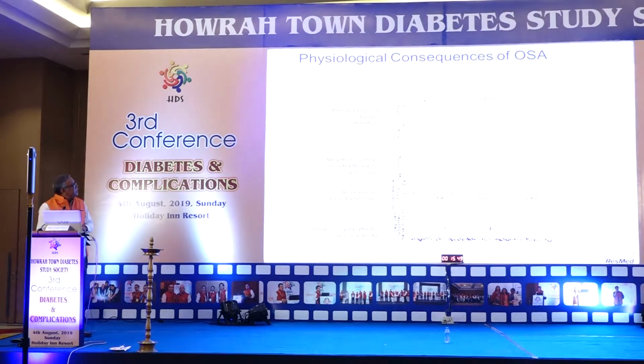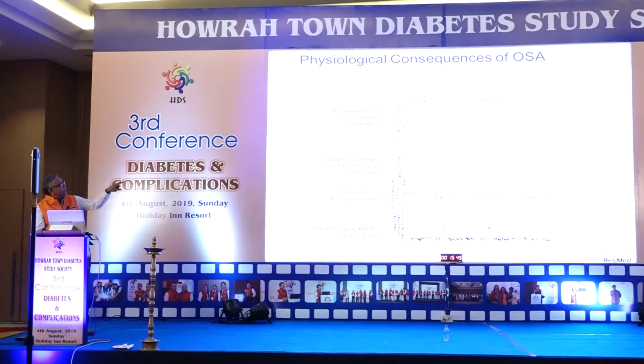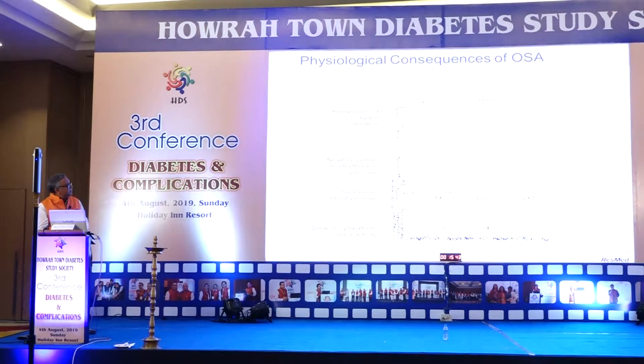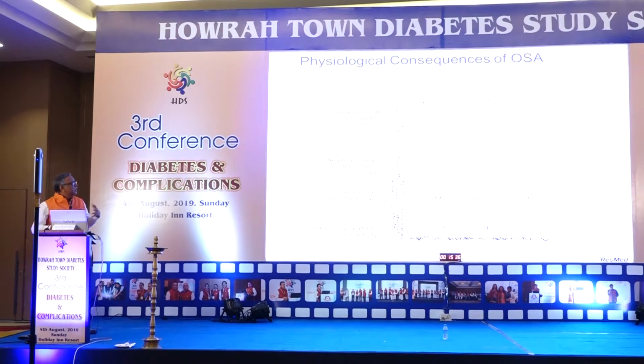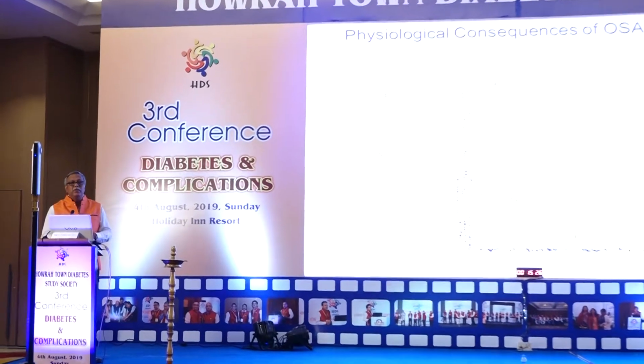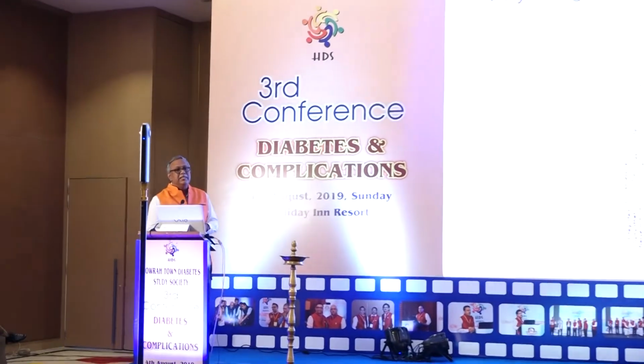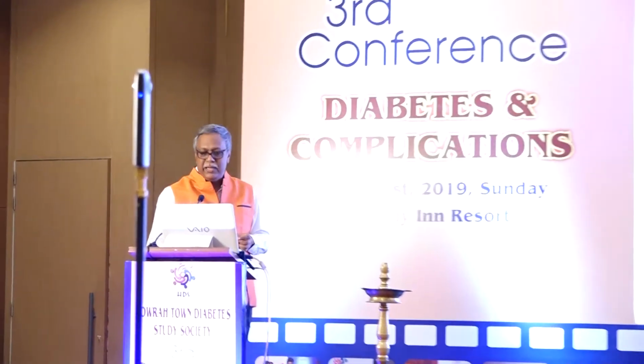This shows what happens during the night. As the flow flattens, the saturation dips. As the saturation dips, the third graph shows that our respiratory muscles work more, so there is excessive respiratory muscle activity, and there is a sympathetic surge and increase in blood pressure. I was hoping that Dr. Bismay Kumar would mention obstructive sleep apnea as an important cause of resistant hypertension.